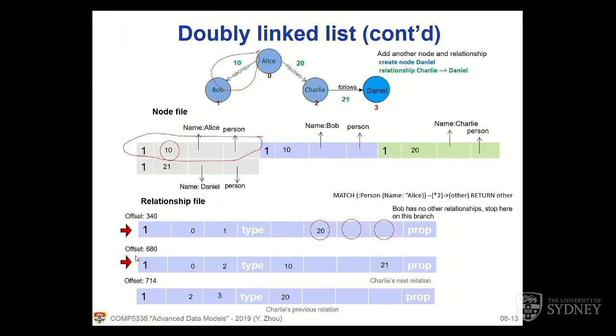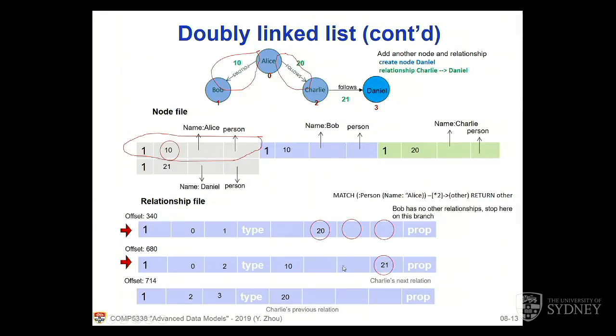It's 20, so we go to this record, offset 680. And again, we do a similar thing. Once we arrive at this one, we want to see if the target node has some relationship that we can follow. That means a length 2 path. So we find this, and now we check these two portions.